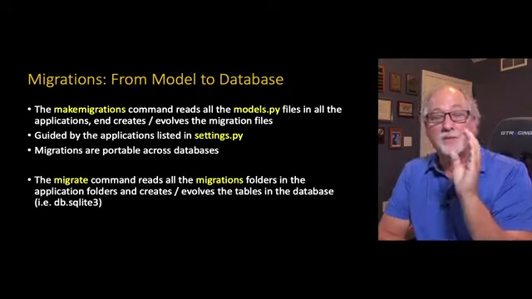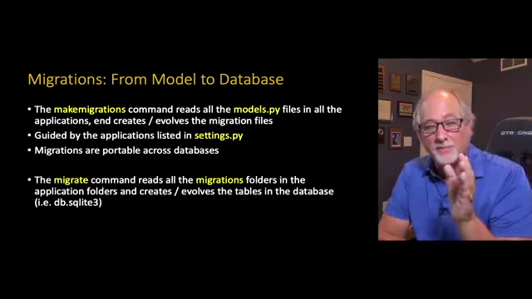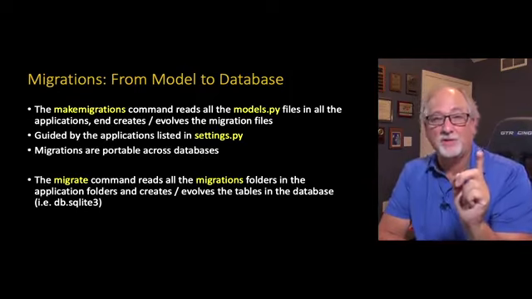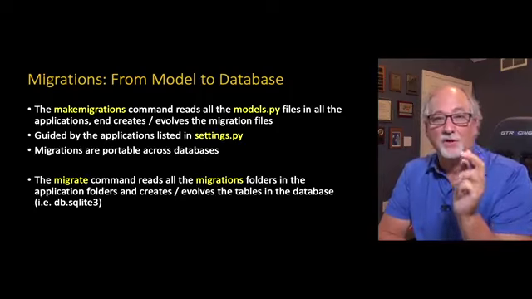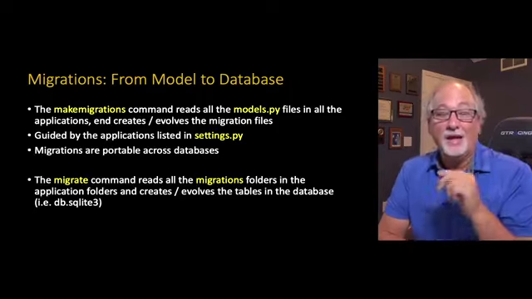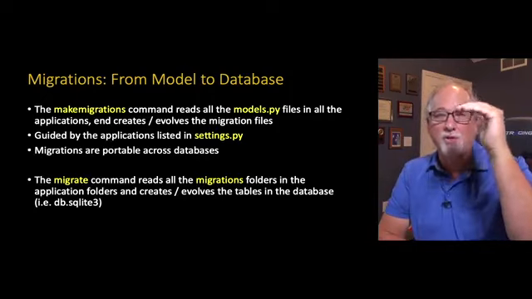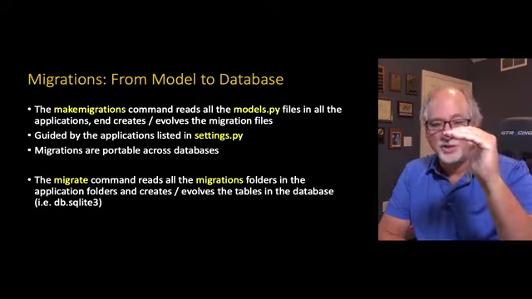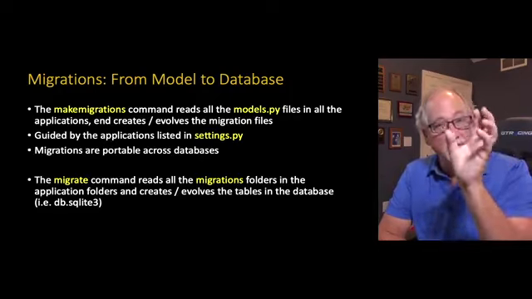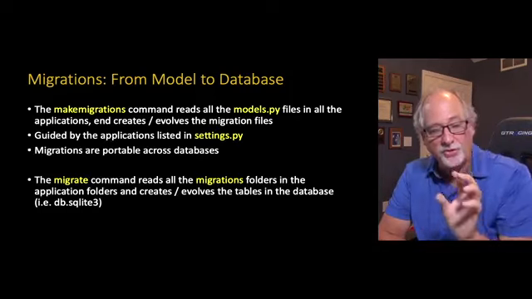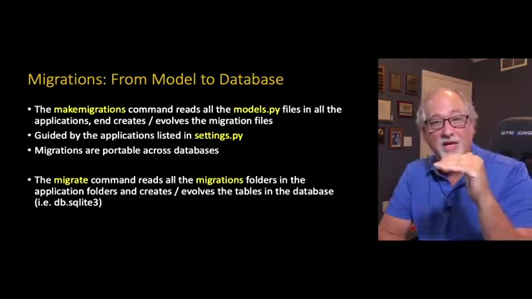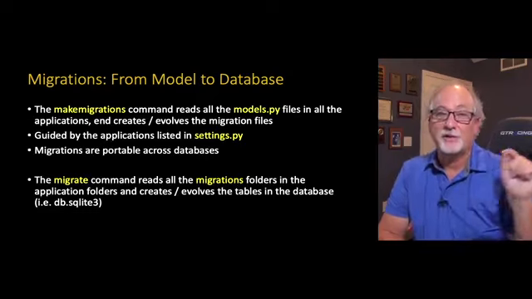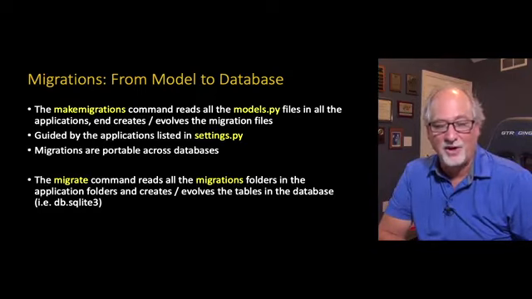Now, contrast that with the migrate command. The migrate command reads all the migrations, and then knows what database it's talking to, and runs the SQL commands to create the necessary tables and or evolve the necessary tables. So it says, oh, here's the first migration, here's the second migration, here's the third migration. I'll make the table, I'll change the table, I'll change the table, I'll change the table. And at the end, migrate has a database table that reflects the sum total of the migrations, which also reflects the latest models.py file.